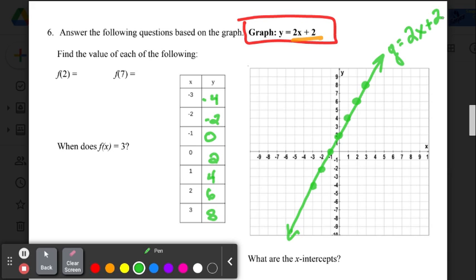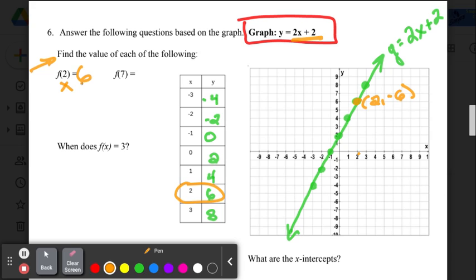Now we're going to answer some questions. So if we look over here, find the value of each of the following. I would say this, f of 2. That means when x is 2, what's the y number? These make points, so this is the point (2, 6). You can find it on your graph, or you can look on your table.